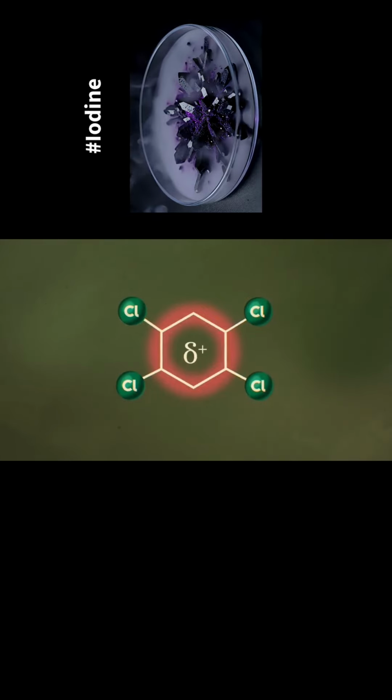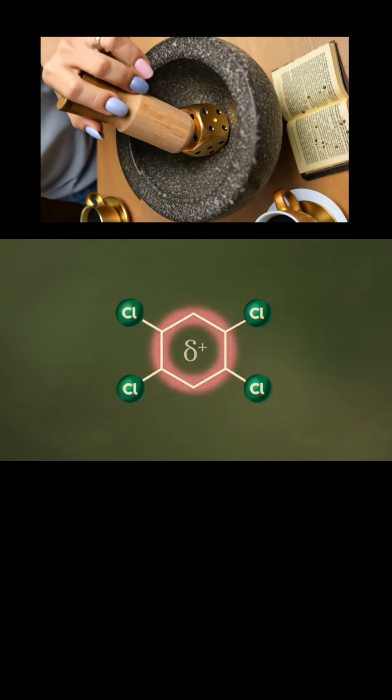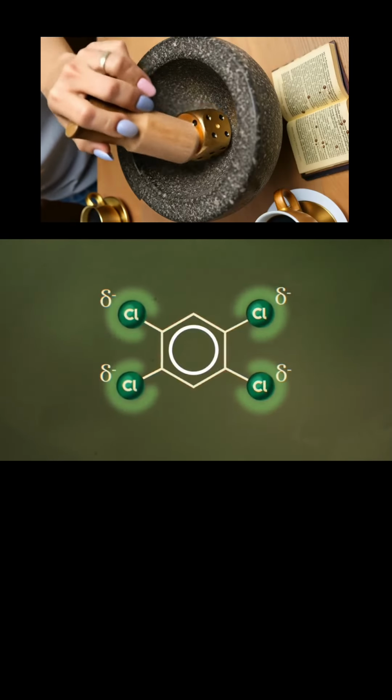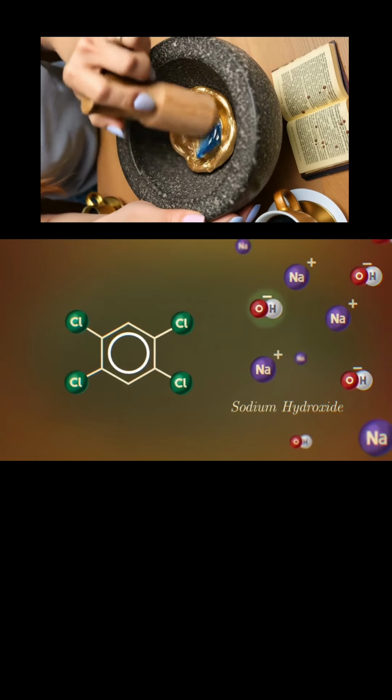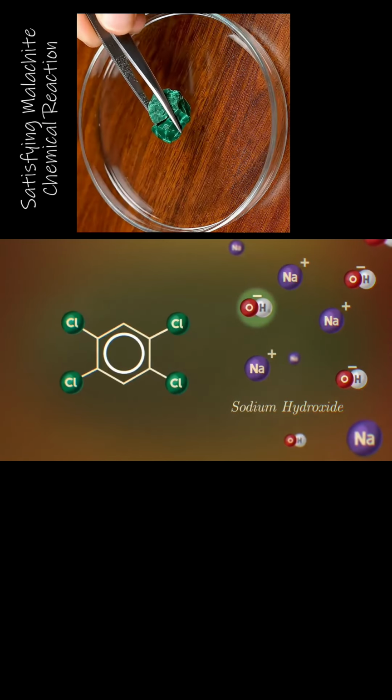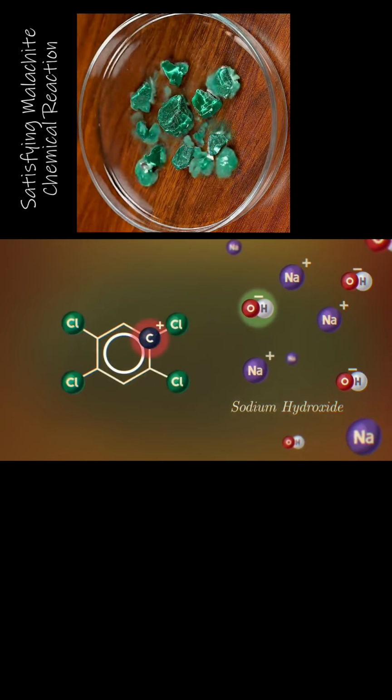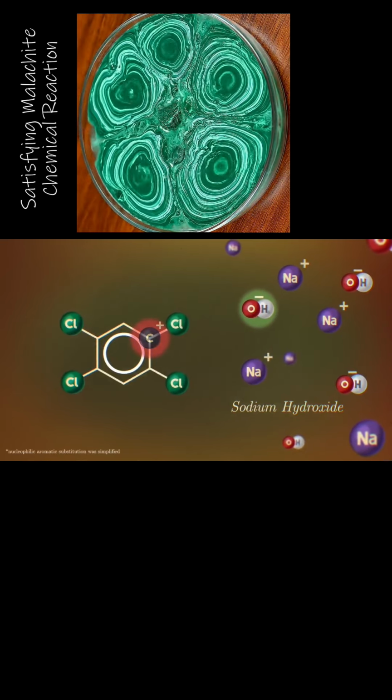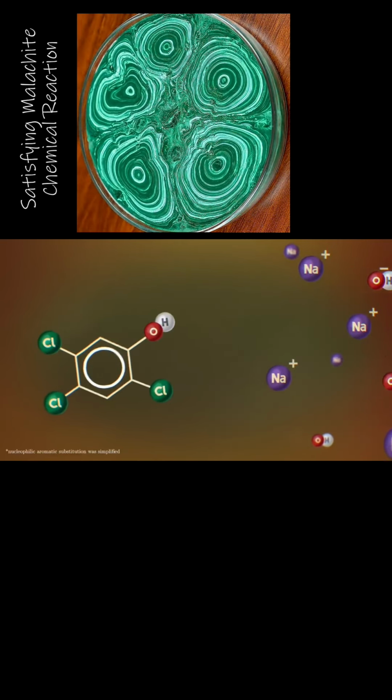The chlorine atoms pull on this electron cloud, bringing it closer to themselves, and as a result, the carbons in the benzene ring become slightly positively charged, and the chlorines slightly negatively charged. Now, if you heat up tetrachlorobenzene with sodium hydroxide, one of the negative hydroxide ions will want to bind to one of the slightly positively charged carbons in the benzene ring. And to do that, it forces out the chlorine atom, taking its place.